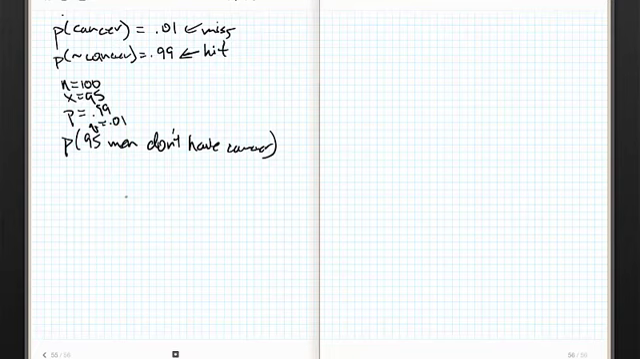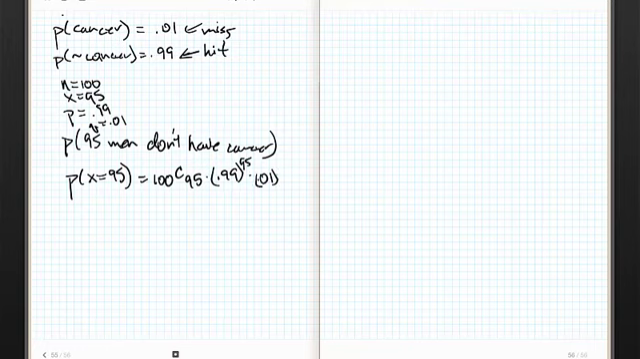The moral of the story is take a deep breath and figure out exactly what a hit is. Don't figure out what a success or failure is, because you can get really screwed up with that. So let's just write it up, and then we can do it on our calculators when we get back to class. So the probability that x equals 95 is equal to 100 choose 95, times 0.99 raised to the 95th times 0.01 raised to the 5th. And then it becomes a calculator problem. You can do it on your computer, you can do it on your calculator.